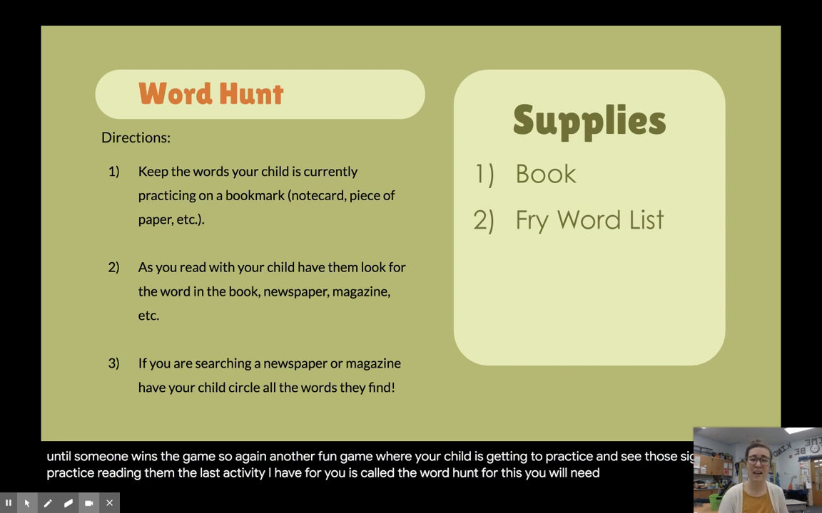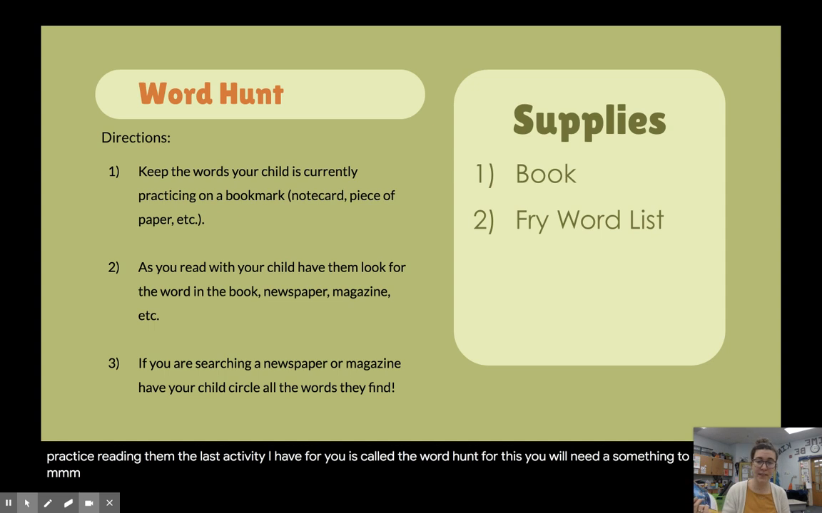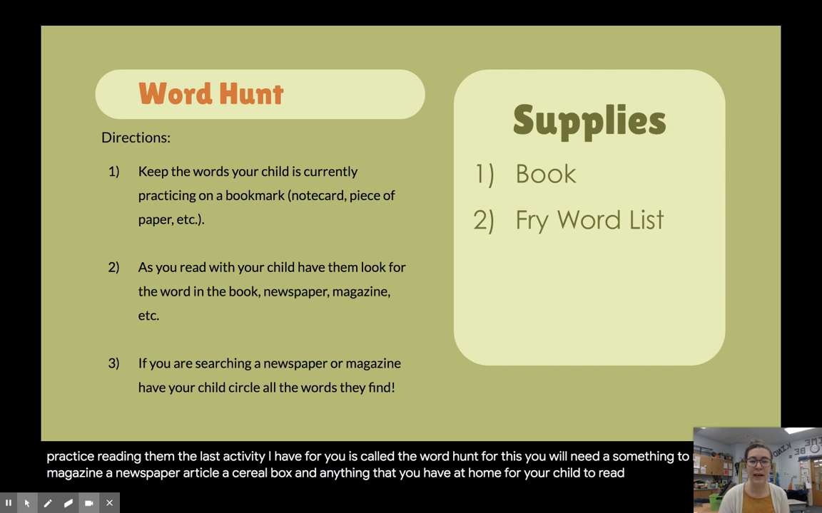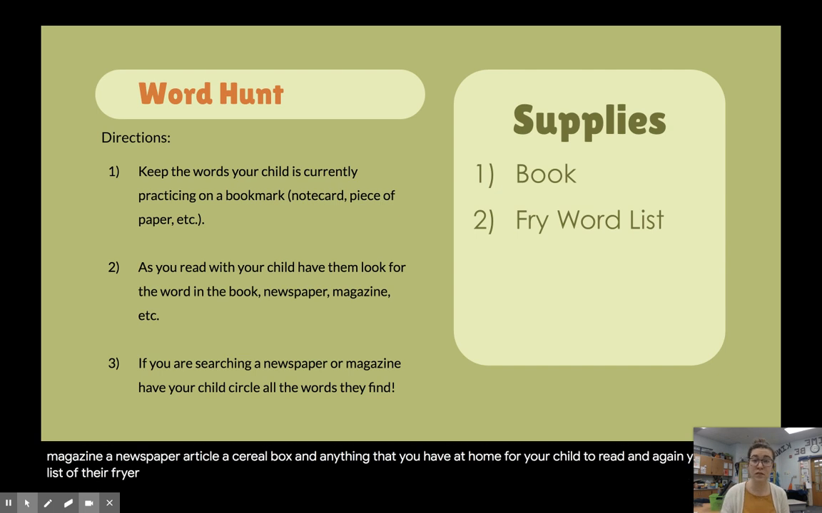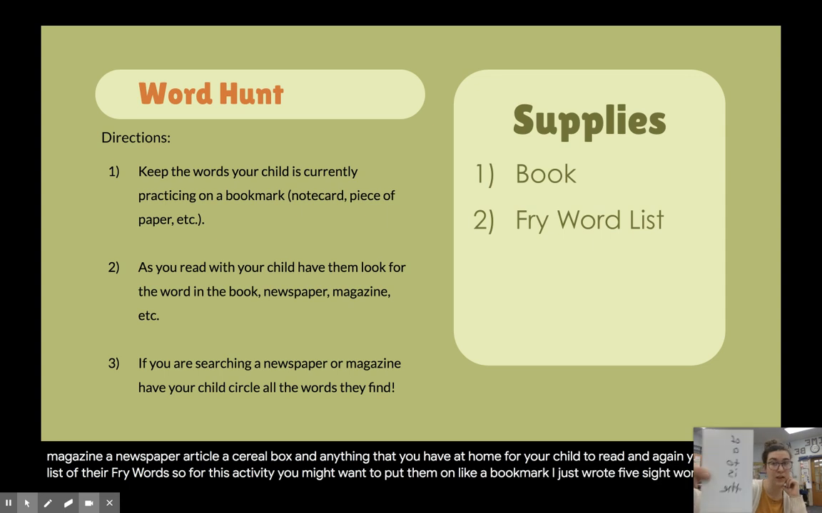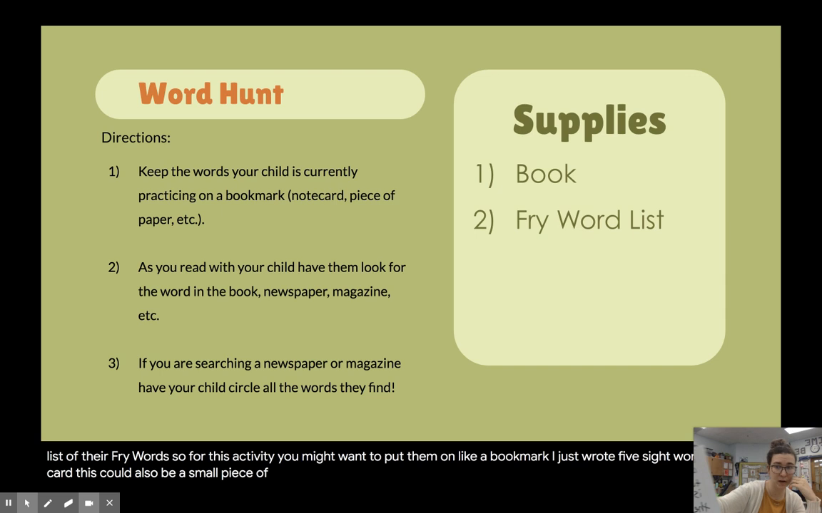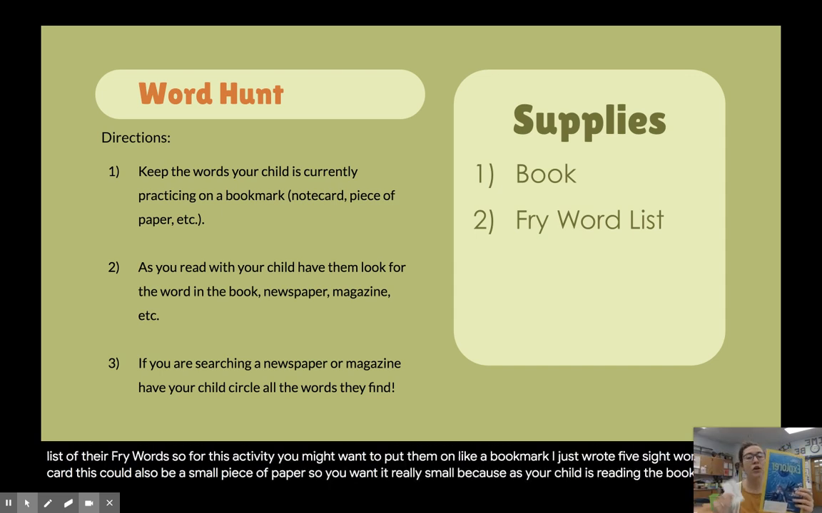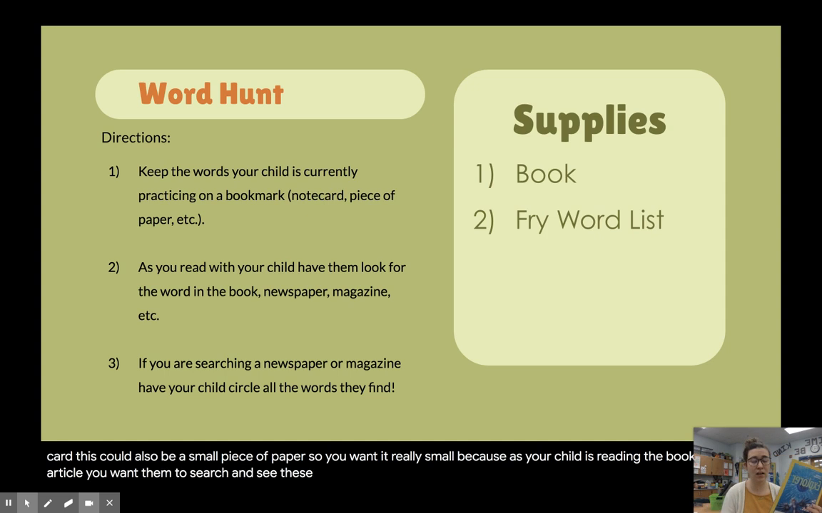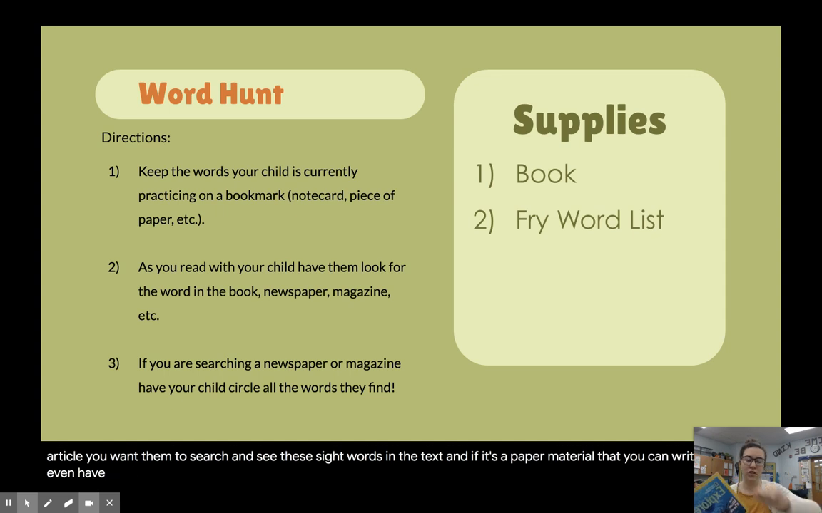For this, you will need something to read. A book, a magazine, a newspaper article, a cereal box, anything that you have at home for your child to read. And again, you will need a list of their fry words. So for this activity, you might want to put them on like a bookmark. I just wrote 5 sight words on a note card. This could also be a small piece of paper. So you want it really small because as your child is reading the book, magazine, or article, you want them to search and see these sight words in the text. And if it's a paper material that you can write in, you could even have your child circle those sight words. So I'm going to open this up to an article.